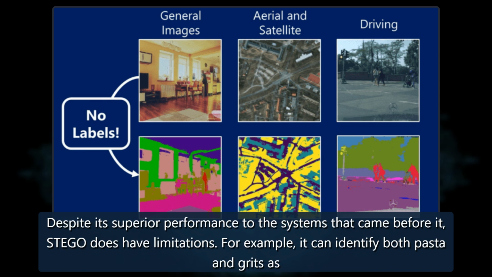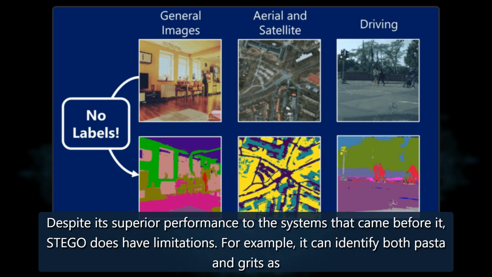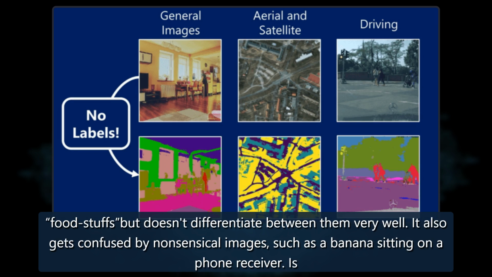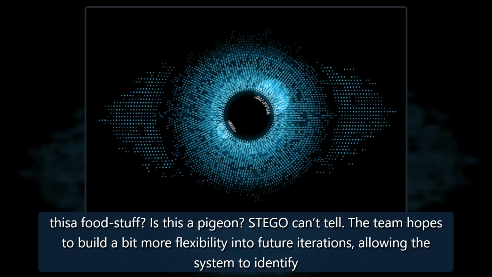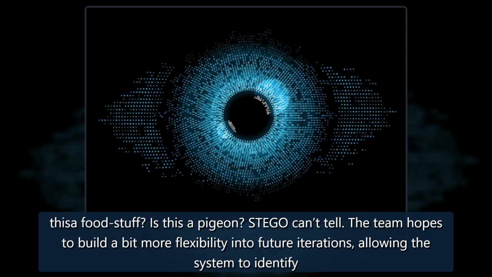Despite its superior performance to the systems that came before it, Stego does have limitations. For example, it can identify both pasta and grits as foodstuffs but doesn't differentiate between them very well. It also gets confused by nonsensical images, such as a banana sitting on a phone receiver. Is this a foodstuff? Is this a pigeon? Stego can't tell. The team hopes to build a bit more flexibility into future iterations, allowing the system to identify objects under multiple classes.